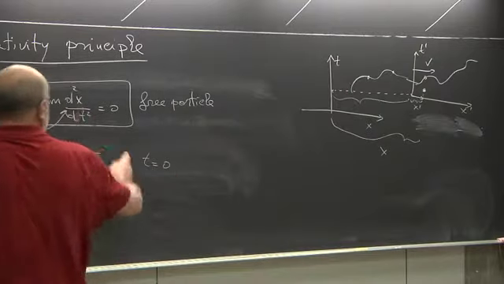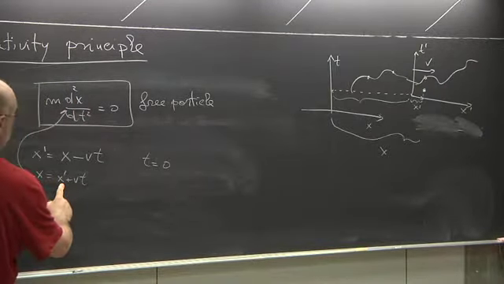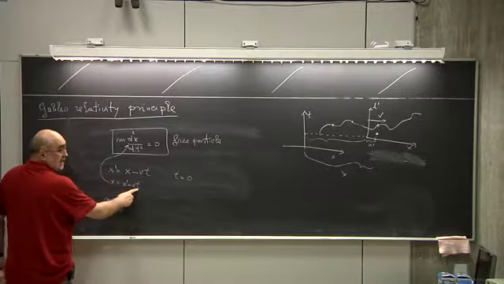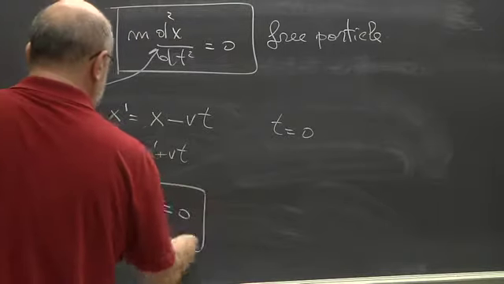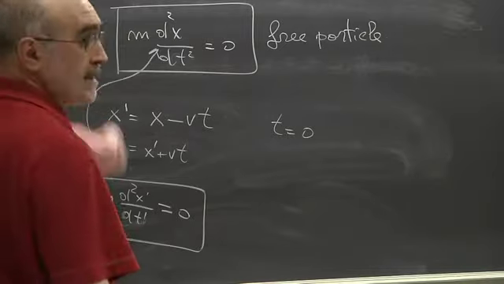Let's insert that here and we get m. Then we have the second derivative of dx prime dt prime. Then we have the second derivative of this, but this is only first power, so it gives zero. So we are left with zero. So this is the law of motion in the new frame, and you see that they are the same.